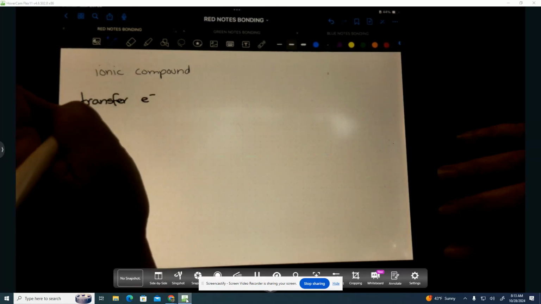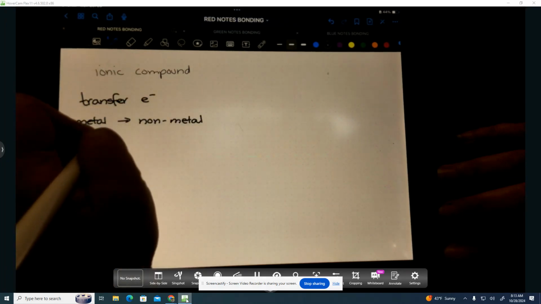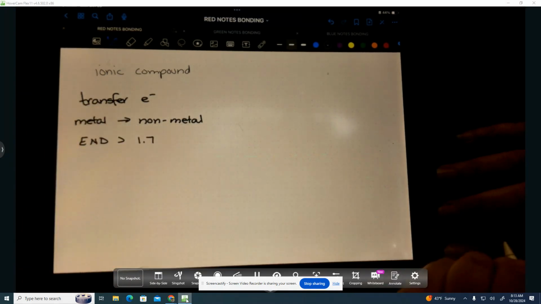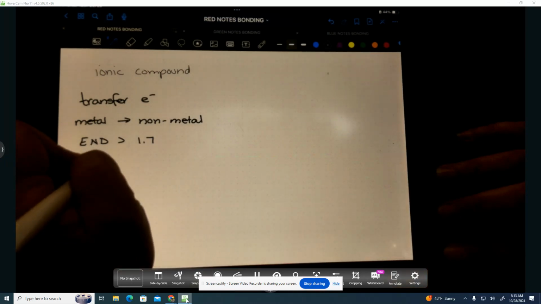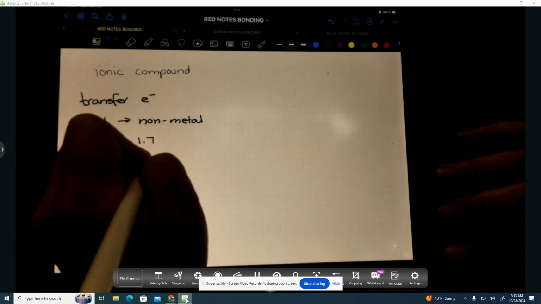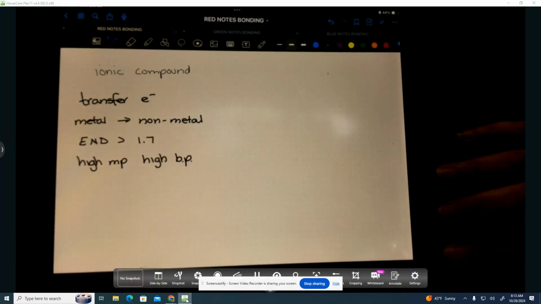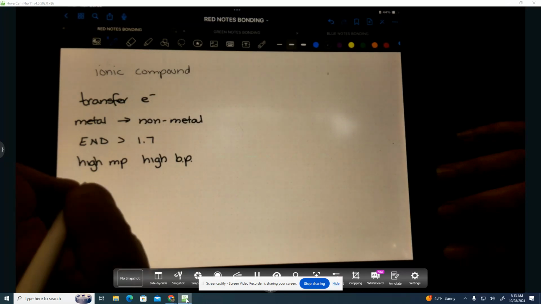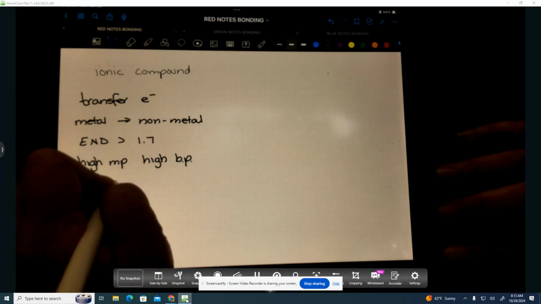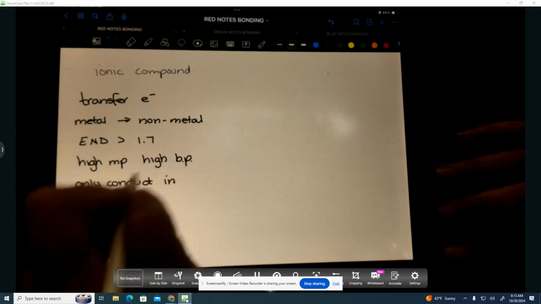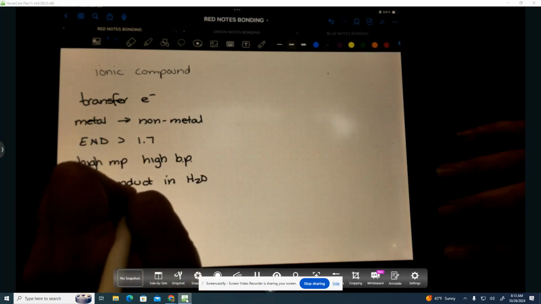In an ionic compound, this is just a recap now, you have a transfer of electrons, and it goes from the metal to the nonmetal. You're going to have an electronegativity difference that is going to be greater than 1.7. You're going to have high melting points and high boiling points. They only conduct in water or liquid form.